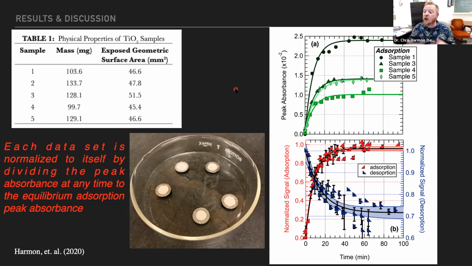However, when we normalize all of these samples to their max value, so in other words, for sample 1, this 2.5 times 10 to the minus 2, I normalize that, and that becomes 1.0. And so now all of this data, samples 1, 3, 4, and 5, are all on the same graph. And this is very cool. You can actually see that it's noisy, and that's to be expected because it's very difficult to be quantitative with IR. However, they're all showing the same type of behavior. So this is really cool.